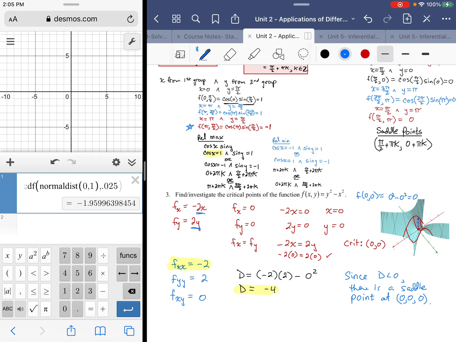All right, now if the discriminant was positive or equal to 0, then it would be a different story. Well, if the discriminant was equal to 0, then it would be inconclusive. But if it was positive, then we would look to our f sub xx to determine whether it was a local max or min.